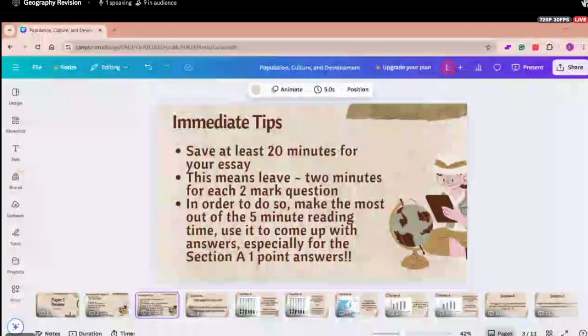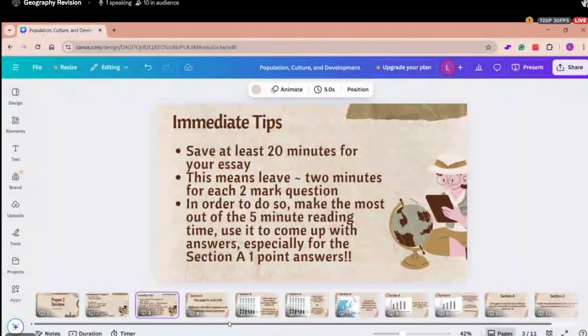All right? And it's okay if you get questions you don't know. Start with the ones you know so that you can save time to really crack down the ones you don't know. All right? So, let's move to section A.